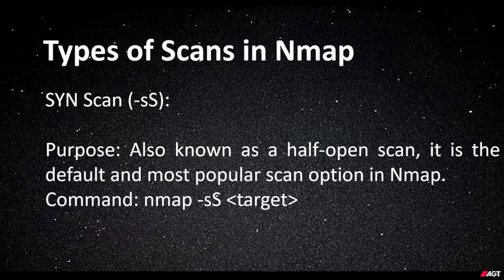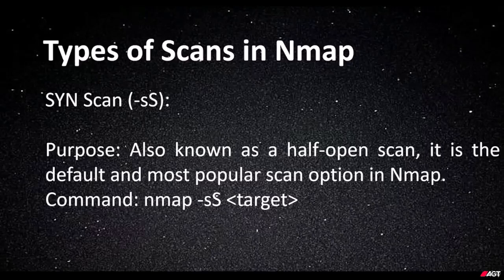Next we have the SYN scan. The SYN scan is also known as the half-open scan, and it is the default and most popular scan option in Nmap. The command that you can use is nmap -sS with a capital S, and you can mention the target. The scan sends SYN packets and waits for SYN-ACK responses to identify open ports without completing the TCP handshake.